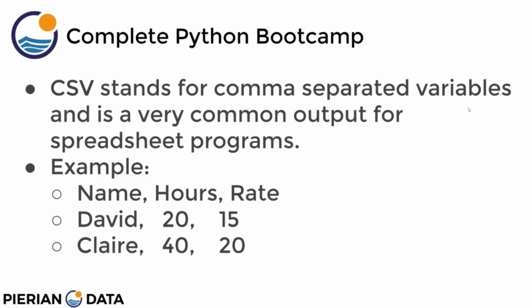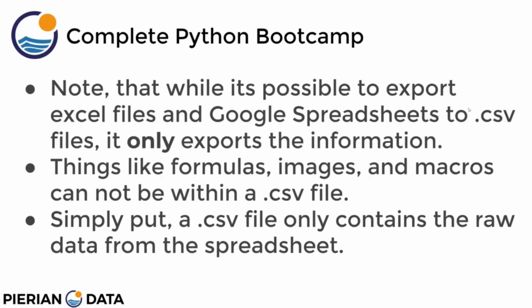And you can technically separate it by other things like a tab or a horizontal bar or various other punctuation points like semicolons. And when we deal with this, we'll see that we can actually specify what that separator actually is. Now you should note that while it's possible to export Excel files and Google spreadsheets to .csv files, it only exports the information. So that is to say things like formulas within Excel or images or general functions like macros, those actually can't be within a CSV file. So simply put, the .csv file only contains the raw data from the spreadsheet.